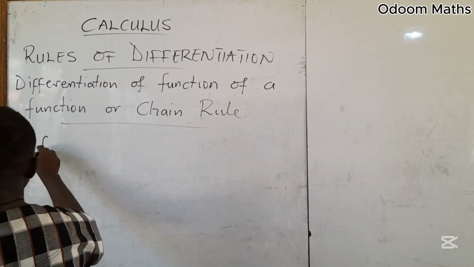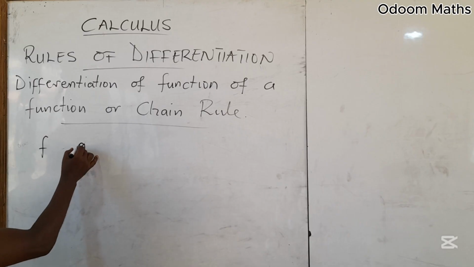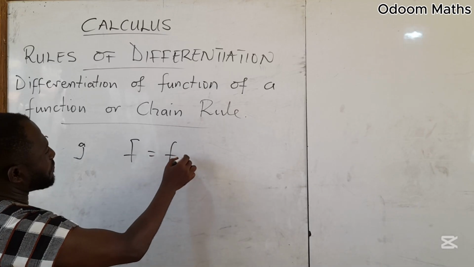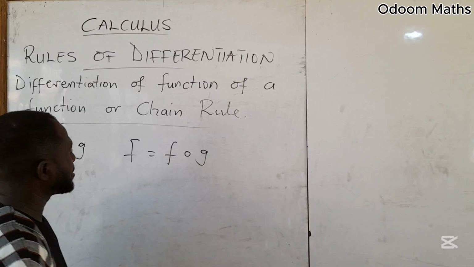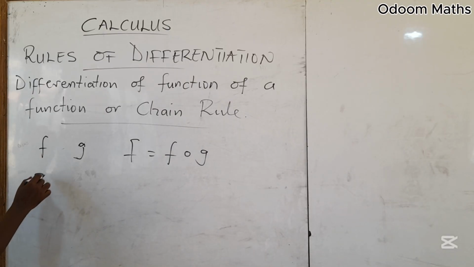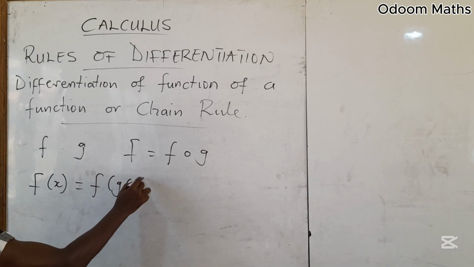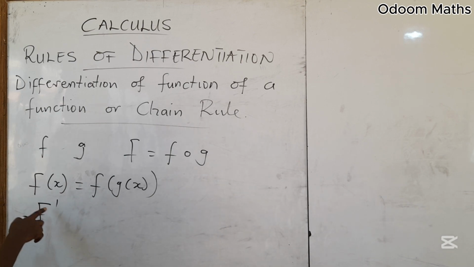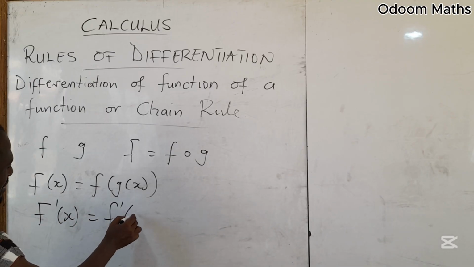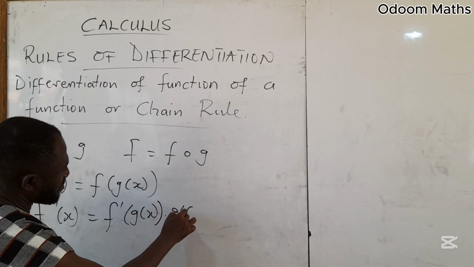If f and g are differentiable, and f is equal to f of g of x, what we call a composite function, defined by f of x equals f of g of x, then the differentiation of f of x becomes f prime of g of x times g prime of x.